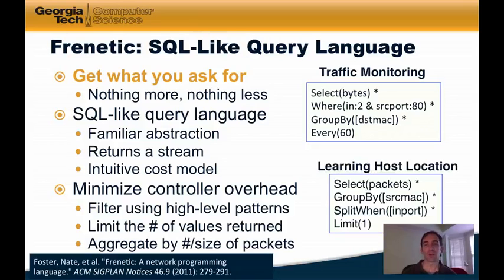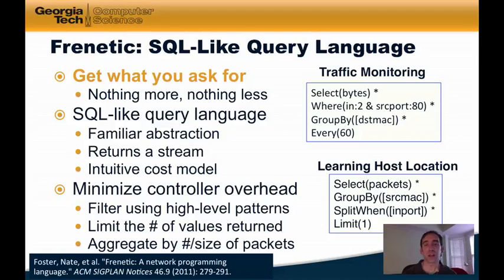As another example, suppose that the controller needs to learn the location of a host. This might be a useful primitive in applications involving host mobility, where devices are moving around the network and may be sending traffic to different switch ports at different times. In this case, the programmer would like to see packets grouped by the source MAC address, but have those packets split when the input port changes.